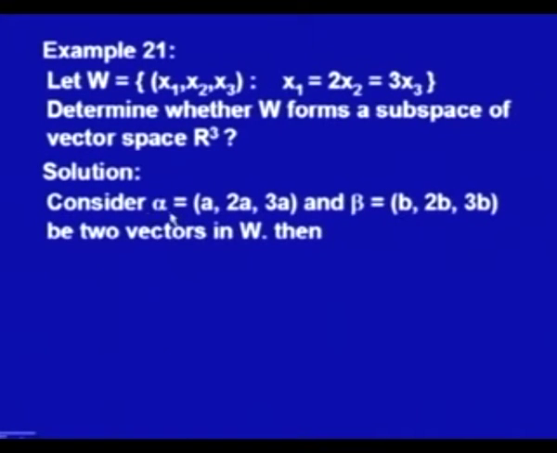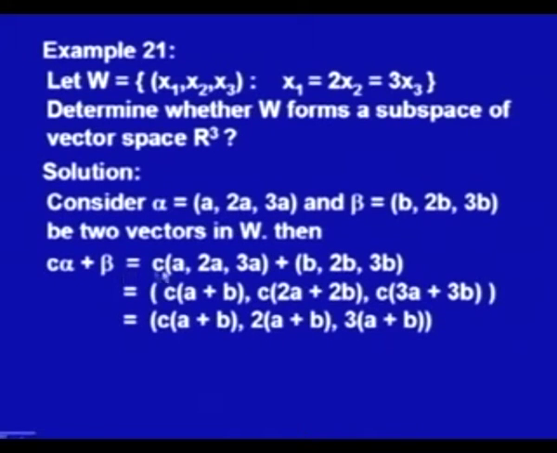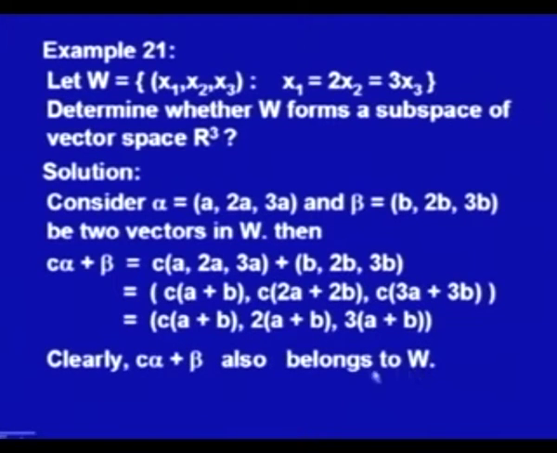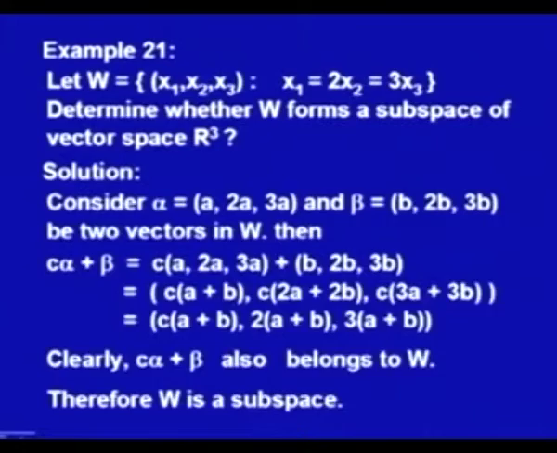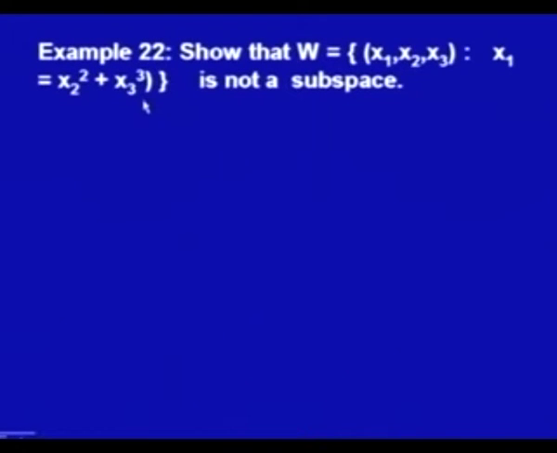We consider an alpha in W, which is a, 2a, 3a, because this condition has to be maintained, and beta is equal to b, 2b, 3b, be the two vectors in W. Then C alpha plus beta is C times the alpha vector plus the beta vector. Simplifying it, we will have C a plus b, 2 times a plus b, 3 times a plus b, and that means the condition x1 is equal to 2x2 is equal to 3x3 is also satisfied for C alpha plus beta, and that means C alpha plus beta also belongs to W, and this proves that W is a subspace.